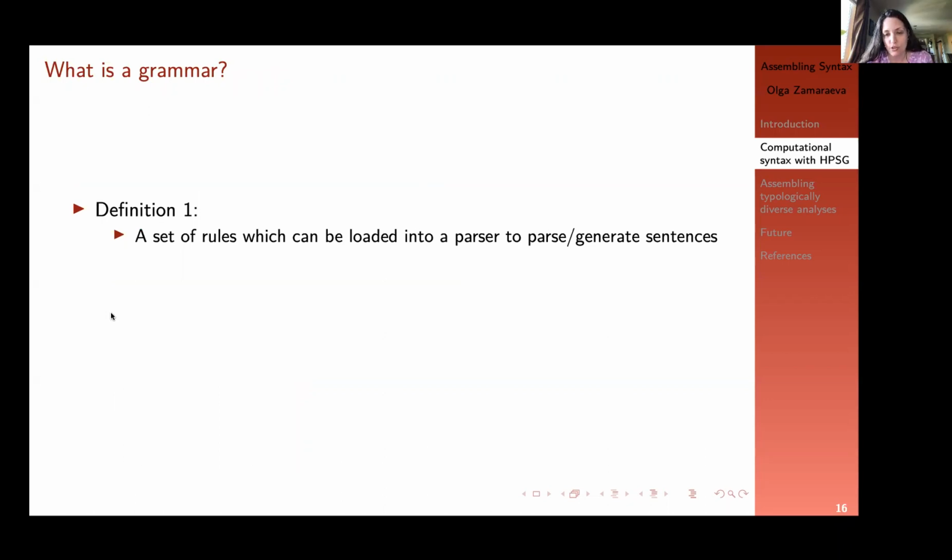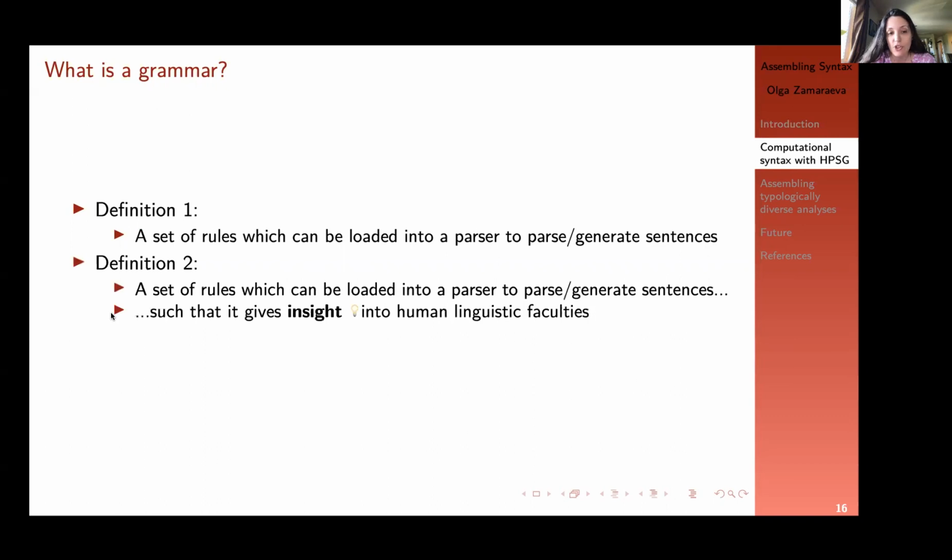So one definition that comes to mind in the classic natural language processing context is a grammar is a set of rules which can be taken in by a parser to parse and generate sentences. The definition that I mean is pretty similar to that. A grammar is a set of rules which can be loaded into a parser to parse and generate sentences, but such that it gives some kind of insight into language, human language faculties.